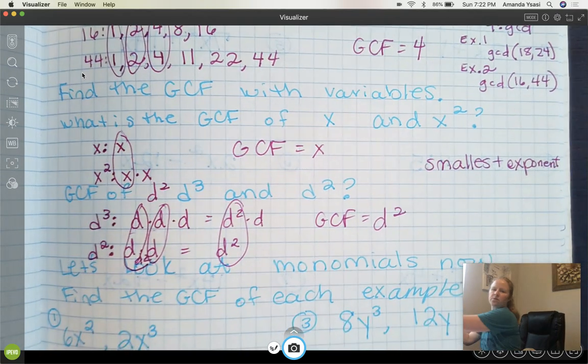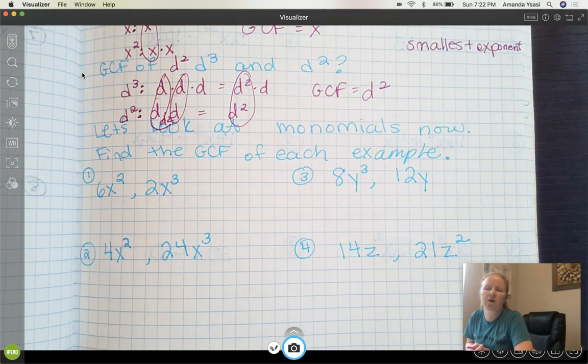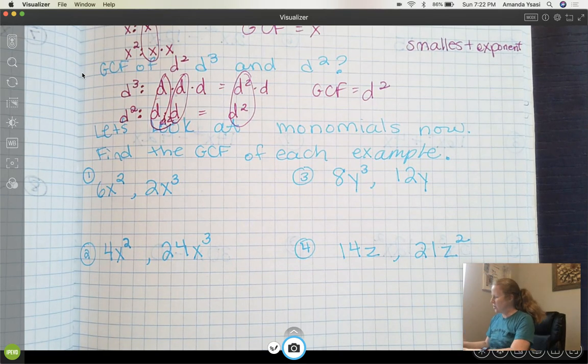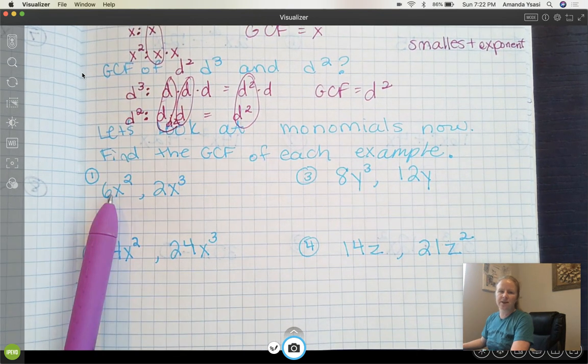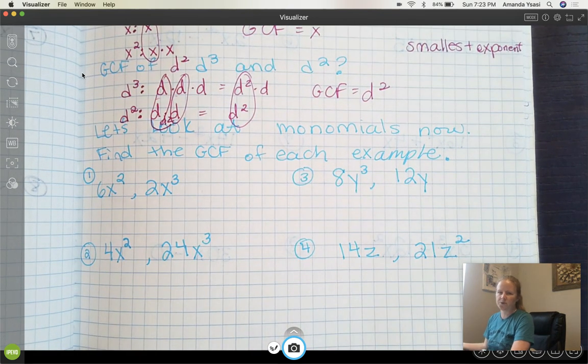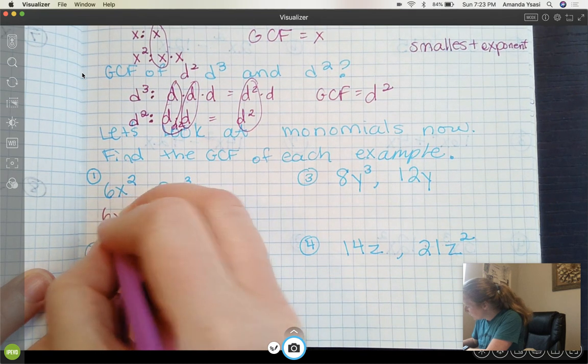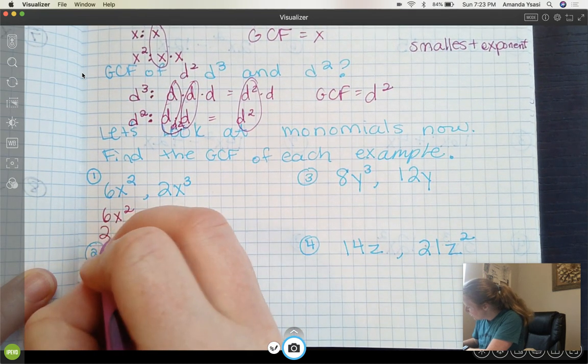All right, so let's look at our four examples. We are going to look at monomials now. Find the GCF of each example. So we have the GCF of this and this, and then we'll do each one of these examples. So if you want to write those down, then turn it back on. You can do that. Okay, so we would do 6x squared and 2x cubed.